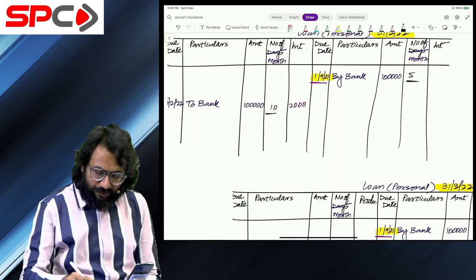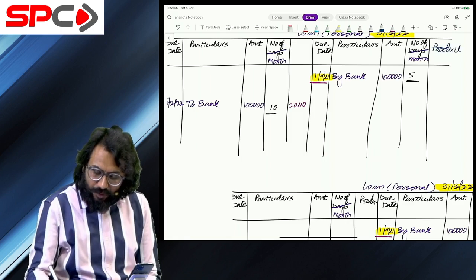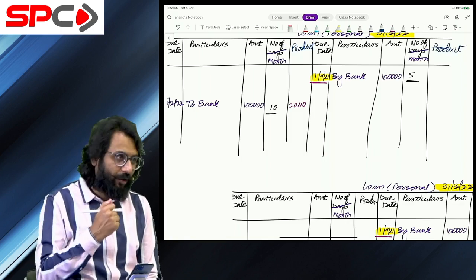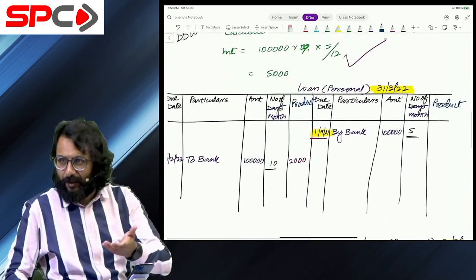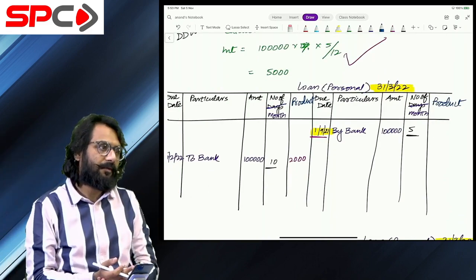So I cannot solve it with the interest method. I'll always have to solve it with the product method. You now know what the interest is: receivable, because you have taken the loan. Look at this, you have taken the loan. So is interest receivable or payable? Common sense says interest is receivable. For how many months? How many months?